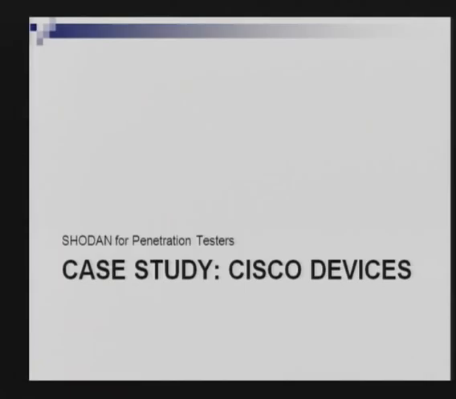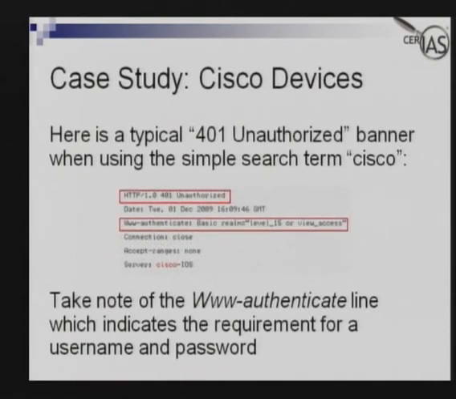Okay, let's talk about case studies. The first case study is about Cisco devices. I know this banner is a little difficult to see, so I'm just going to read off the important parts to you. This is a 401 unauthorized banner from a Cisco device. On the first line, we have a 401 unauthorized, and in the second or the third line, we have a www authenticate, basic realm, level 15, or view access. So what this means is if we go to this IP address, we're going to get a pop-up box asking us for a username and password. And unless we have the correct authentication, we're not going to be able to view that page.